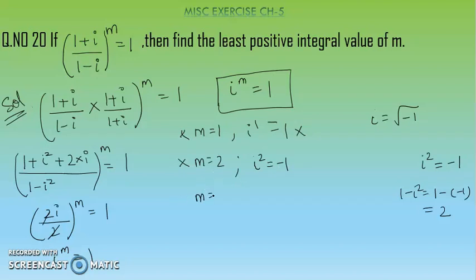If I take m is equal to 3, so I will get i cube, which is equal to i square into i, which is equal to minus i. Minus i is not equal to 1. So I cannot take m is equal to 3.